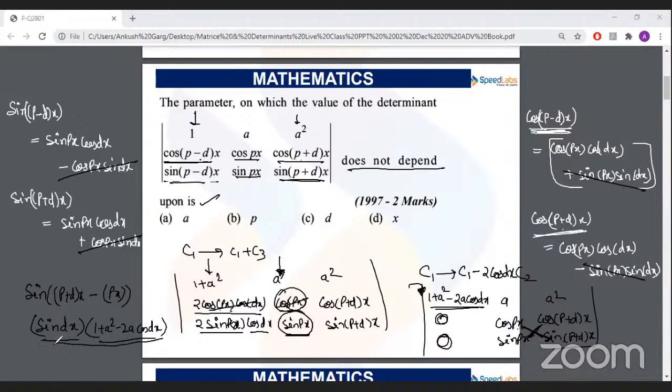So now you can clearly see this is the value of determinant, right? You can clearly see we have d over here, x भी है, a भी है, but there is no p. Okay, so here the correct answer will be option number second, b. ठीक है, करेक्ट आंसर क्या हो जाएगा यहाँ पर? ऑप्शन नंबर बी.